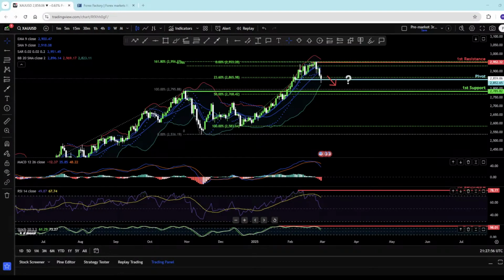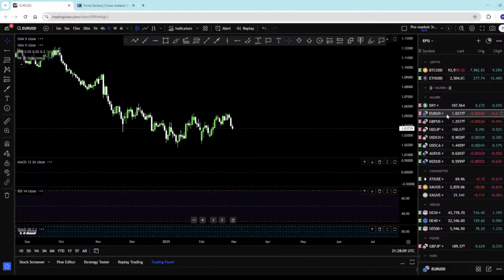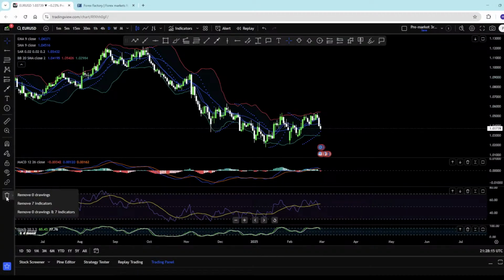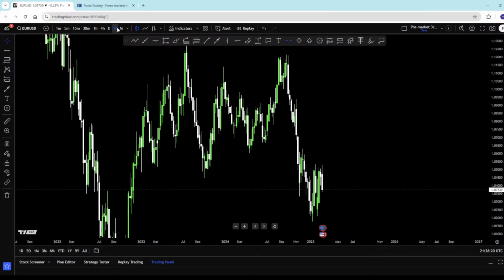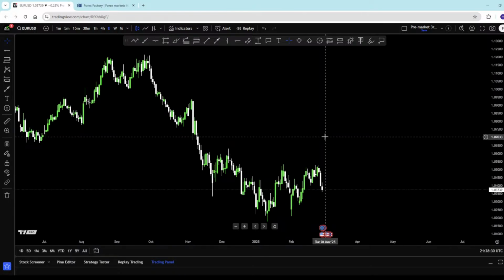Okay, now if there are no questions, let's look at euro dollar. Same thing, I'm starting off by looking at the higher time frames first, so we get an idea on the direction that prices are moving towards. Now on our daily time frame, you can see prices generally dropping.